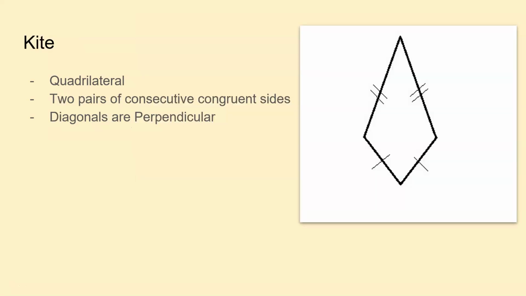And then finally, we have the kite. So the kite is a quadrilateral. The kite does not have any parallel sides, so it doesn't fit under trapezoid, but it does have two pairs of consecutive congruent sides. So this side's congruent to this side, and this side's congruent to this side. And we also have perpendicular diagonals for the kite, similar to the rhombus. So that is your properties for the kite.